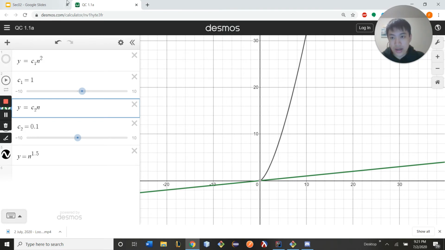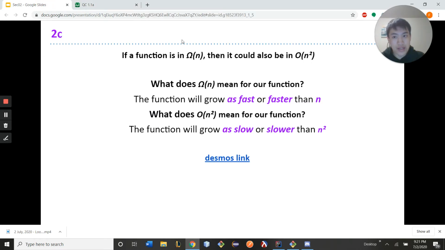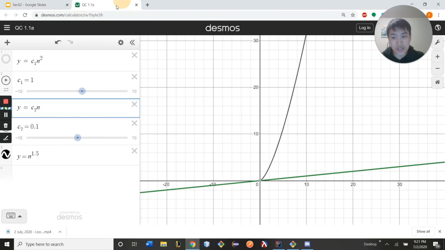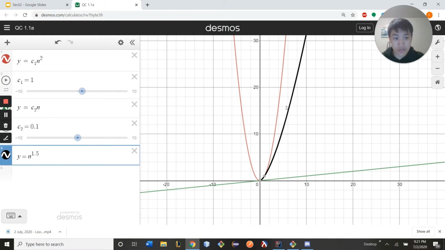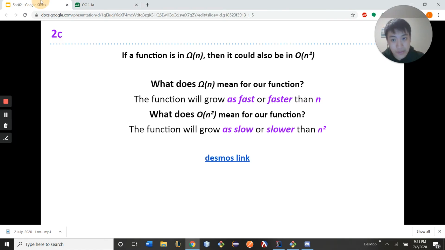So we want to prove that our function can be bounded above by n squared. And so I just chose y equal n squared, and you'll see that this function to infinity is always going to be bounded by this black function. It means that yes, indeed, our black function is bounded by n squared, which means that our function y equal n to the power of 1.5 is big O of n squared. So we found the function is big omega of n and big O of n squared, which means the statement is true.